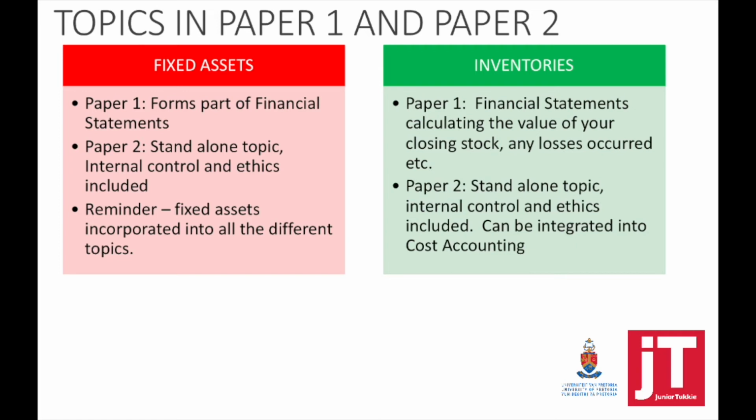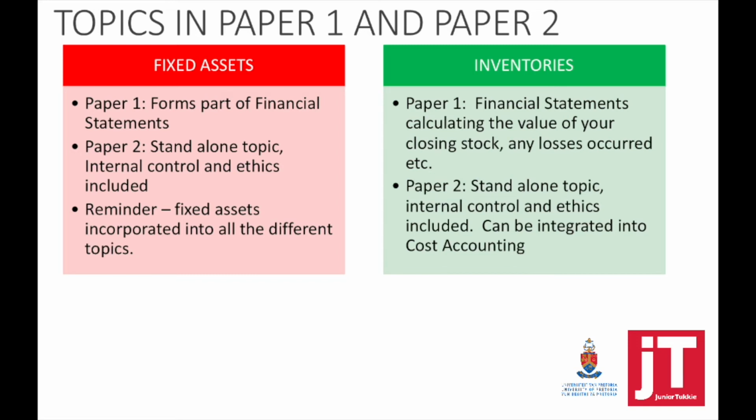If we look at paper 2, and you will see later on in my videos, paper 2 2021 is an example of where fixed assets is asked as a standalone question. Incorporated into that were GAAP principles that you need to use. Keep in mind as well, if you think about fixed assets, it's basically in all your topics. In manufacturing, in cost accounting, it could be asked to calculate the depreciation.